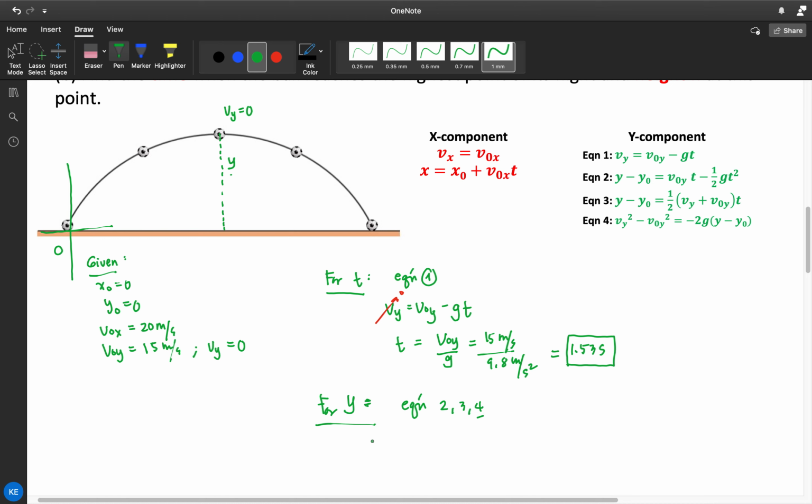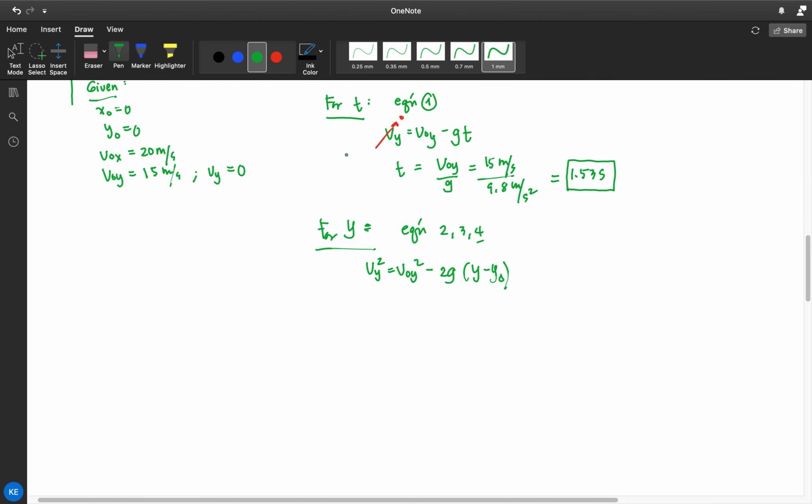Equation 4 has no time. So you'll have Vy squared is equal to Voy squared minus 2g times y minus y sub 0. Okay, so here take note that y sub 0 is equal to 0. And then the final velocity is simply equal to 0. Okay, so you're left with a term.